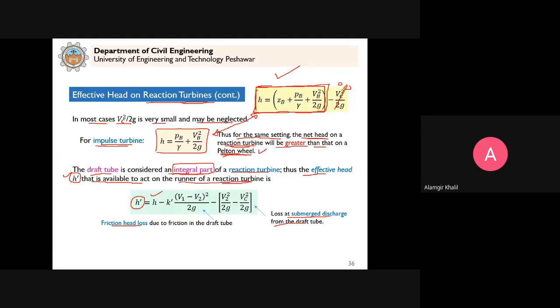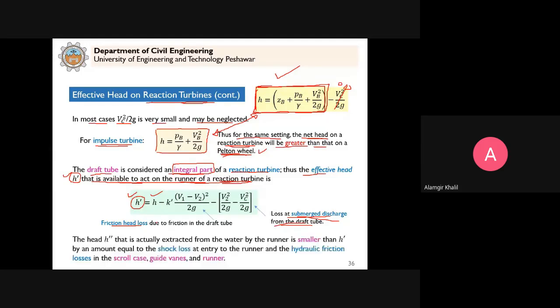So this is the submerged discharge loss. When these two are subtracted, this is H dash that is available to act on the runner of the reaction turbine. The head H double dash, which you saw for impulse turbine, the head H double dash that is actually extracted from the water by the runner is smaller than H dash by an amount equal to the shock loss at entry to the runner. What is the shock loss?